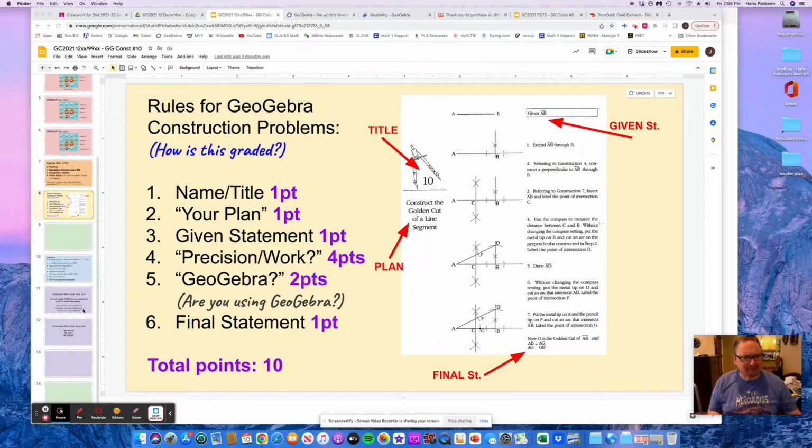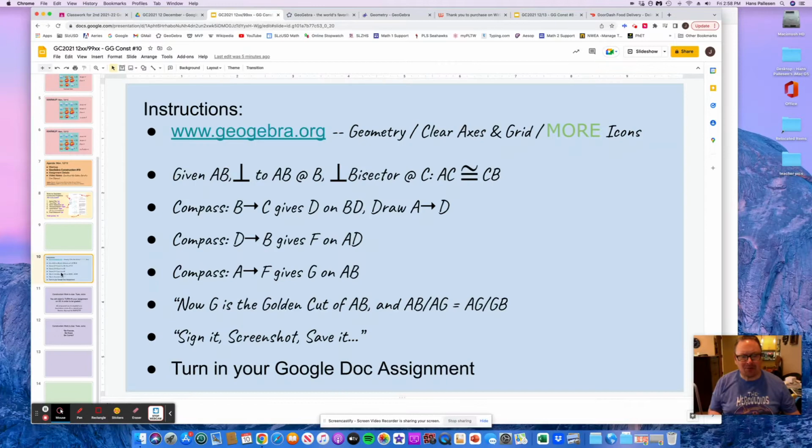So I've written the steps for this on the blue slide here. Given AB, perpendicular line to AB through B, and then the perpendicular bisector at C, where AC is congruent with CB, and then put your compass on B, measure out to C, and that gives D on BD. Okay, so let's do that first part.